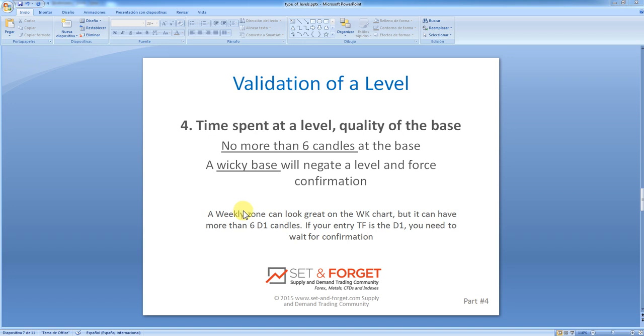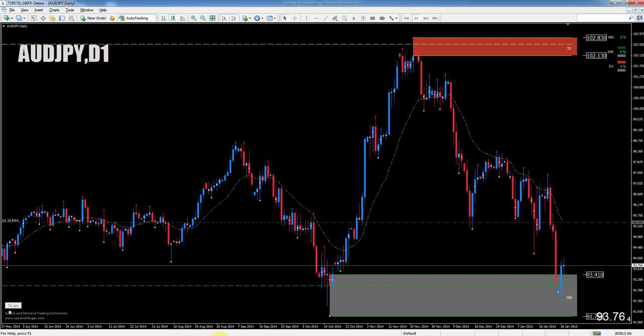A weekly zone can look great on the weekly chart, but it can have more than 6 daily candles. If your entry time frame is the daily and not the weekly, or even the 4-hour, and you have on your entry time frame more than 6 candles, then you need to wait for confirmation, even if the weekly looks great, because your entry time frame is not the weekly, it is the daily, the 4-hour, the 1-hour, or whatever time frame you're using. So you need to see that your entry time frame displays that quality at the basing.